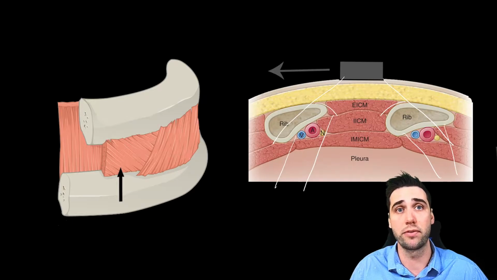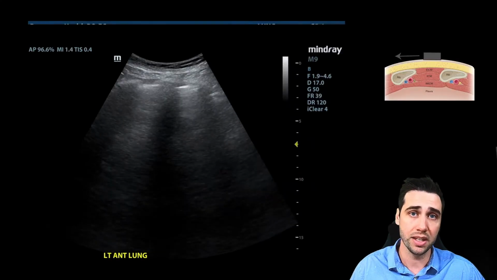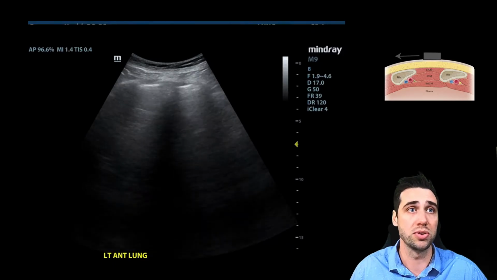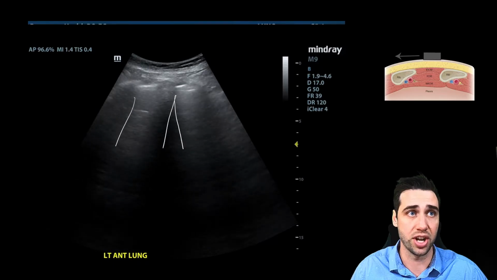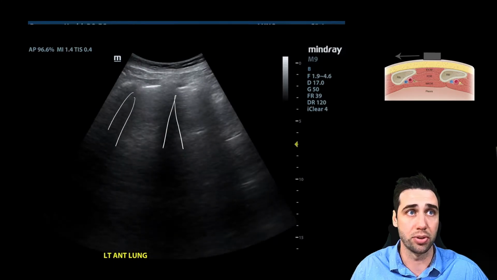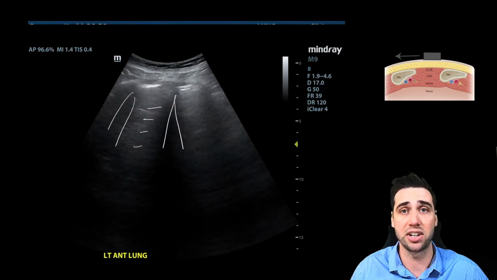Where you're going to be looking for pathology is actually the pleural line here. So you're going to be looking for either A lines or B lines generally, and we'll go over those a little bit here. So this is a normal lung. What you see is ultrasound not traveling through the ribs, the shadows here. And then you see a bright white line here, and that's the pleura. And these repeating lines here, that's actually A lines.